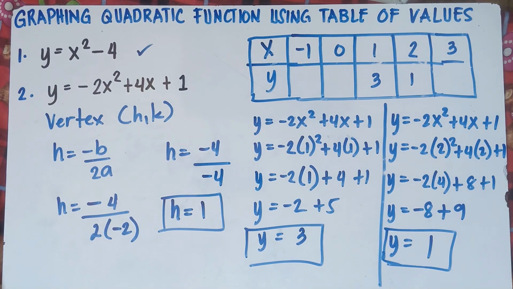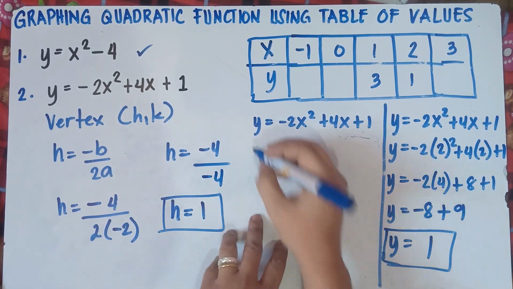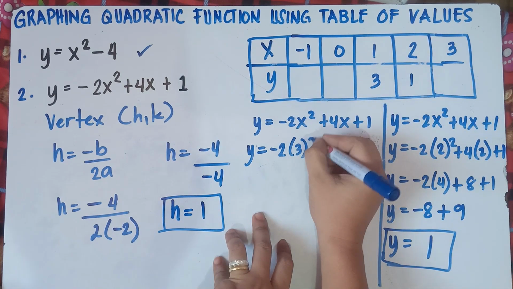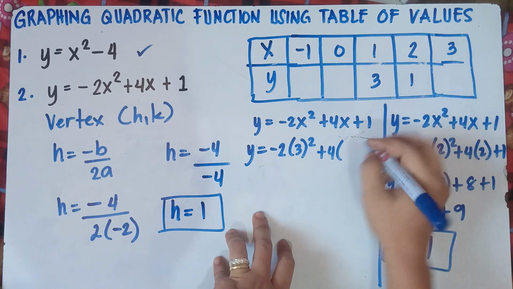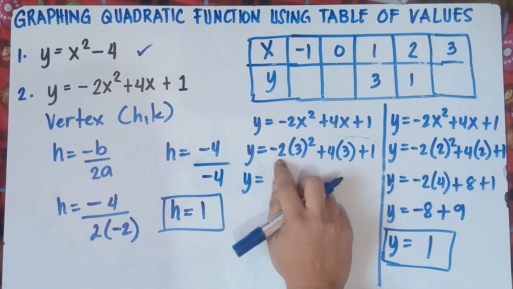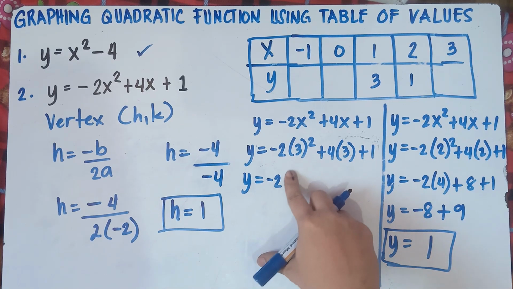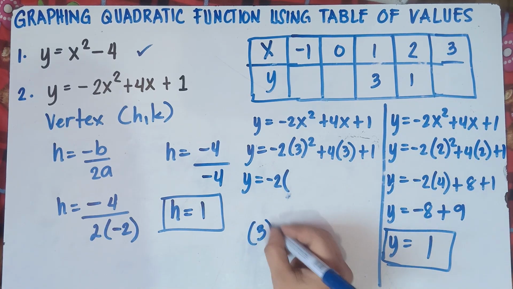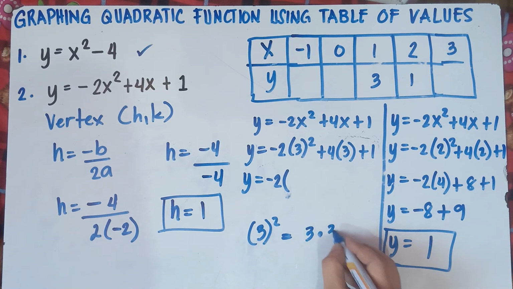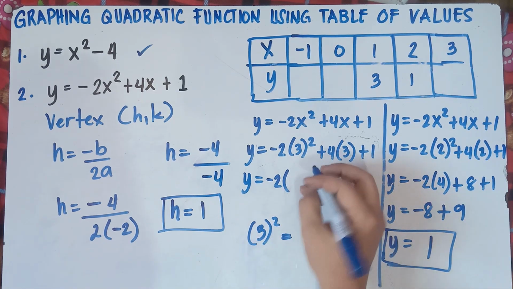Alright, so next, if our x is positive 3. So copy the equation y equals negative 2, then your x is positive 3, squared, plus 4 times our x, which is 3, then plus 1. So this will be y equals, so once again, do not multiply. You copy negative 2. Then you simplify this one first. 3 squared. What do you mean by 3 squared? It doesn't mean 3 times 2. It means you multiply 3 by itself twice. This will be 3 times 3, and 3 times 3, that is 9.